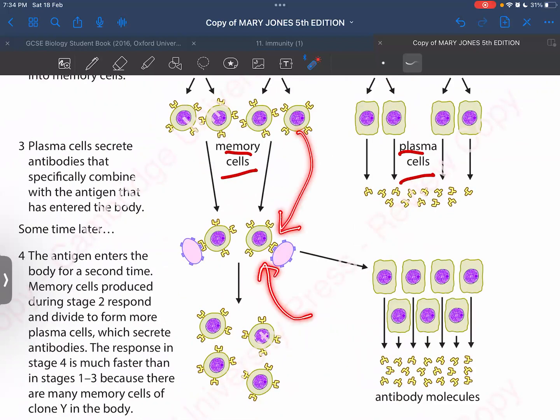That oh, it is the same virus which came earlier. The memory cells are going to quickly recognize it, and very very quickly what will the memory cells do? They will directly mature into the plasma cells.